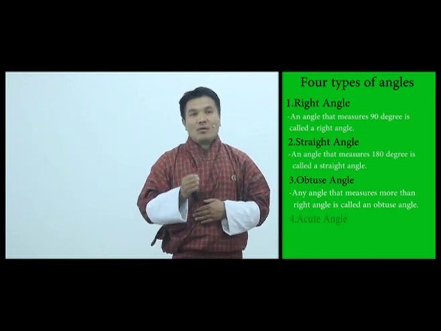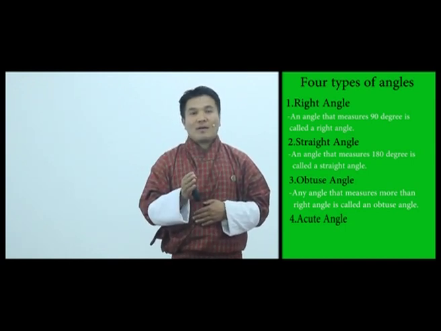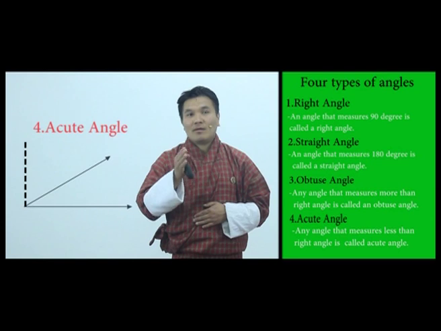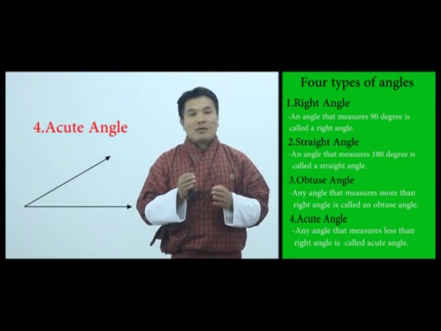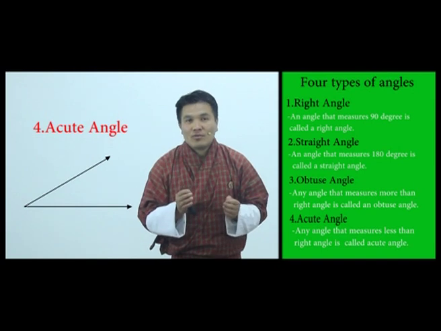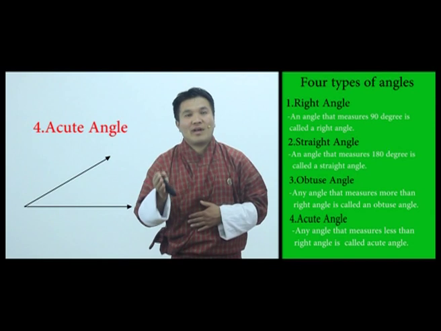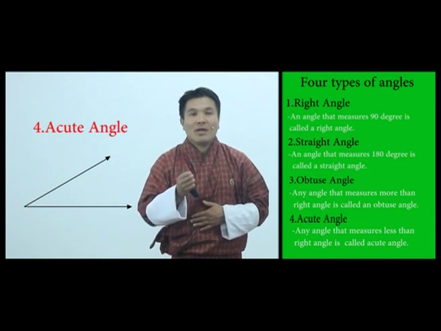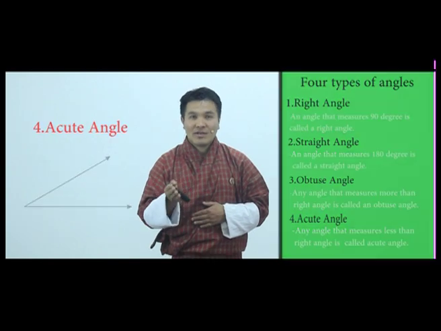The last one is the acute angle. Any angle that is less than 90 degrees is an acute angle. So be it 1 degree, 2 degrees, 3 degrees, or 25, or 89.9, all are acute angles as far as they are less than 90 degrees.